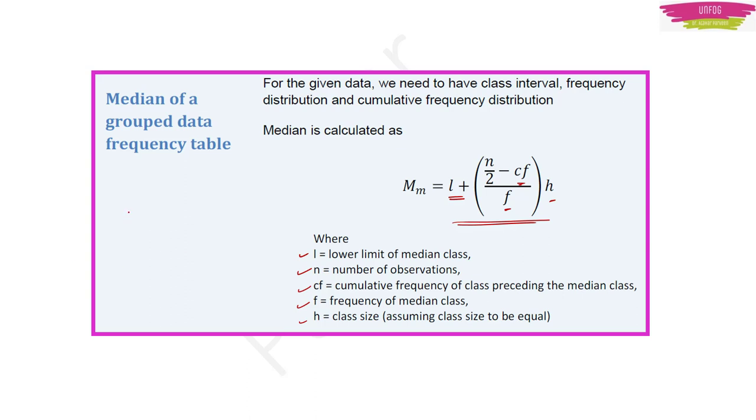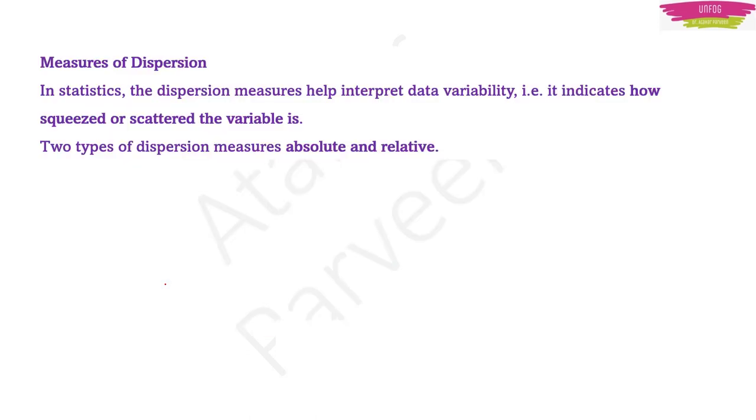Now I told you that central tendency measurement has three parts, right? Mean, median, mode. Now this is one part. Another part is how much data is dispersed from central tendency. Those were the measures of central tendency; now these are the measures of dispersion. How much is the data dispersed? In statistics, dispersion helps to interpret data variability. It indicates how near or how far the variable is. Okay, this is your measures of dispersion.